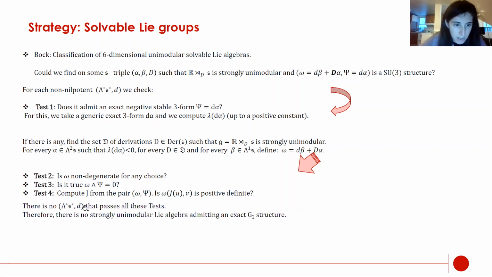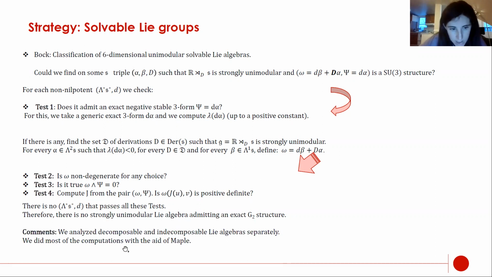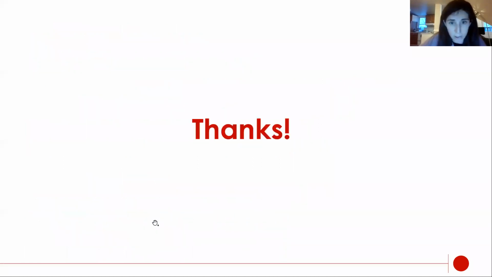The issue is that there is no solvable Lie algebra that passes all these tests, so it's proof that there is no strongly unimodular Lie algebra admitting an exact J structure. And some comments: for most of the computation we use the software Maple. And yeah, that's all I wanted to say.